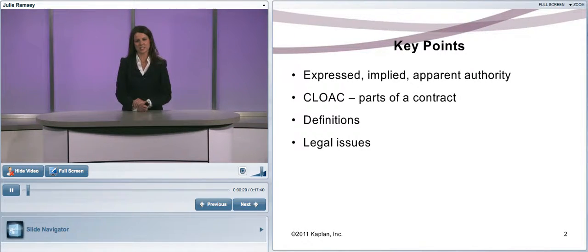What makes insurance contracts different? There are lots of definitions we're going to be going over. There are also some legal issues affecting insurance contracts, so some more definitions. What makes insurance unique? Let's get into the details.